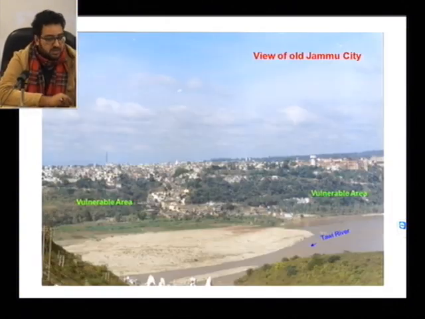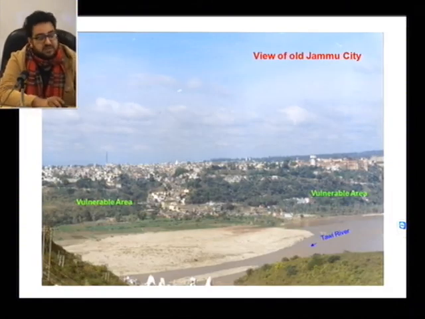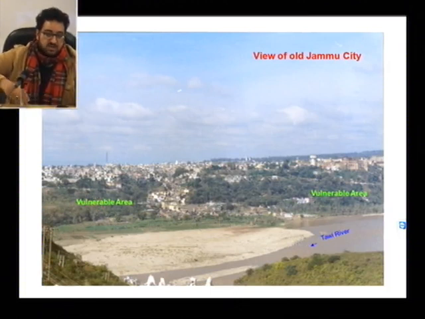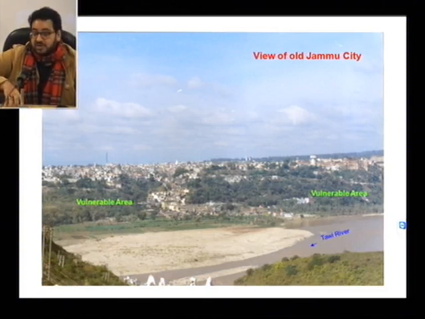Again, this is a view of our old Jammu city. You can see the river Tawi flowing, and we have a similar type of terrain, like the one I showed in a previous picture. This looks like a vulnerable area. This also looks like a vulnerable area. I talked about the huge fault running beneath our land, beneath our crust. Because of the Kashmir gap, as we call it, there has been no earthquake in the Jammu surrounding area.